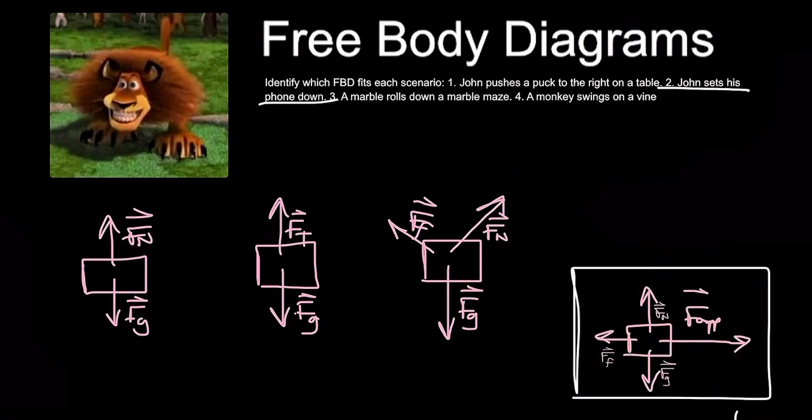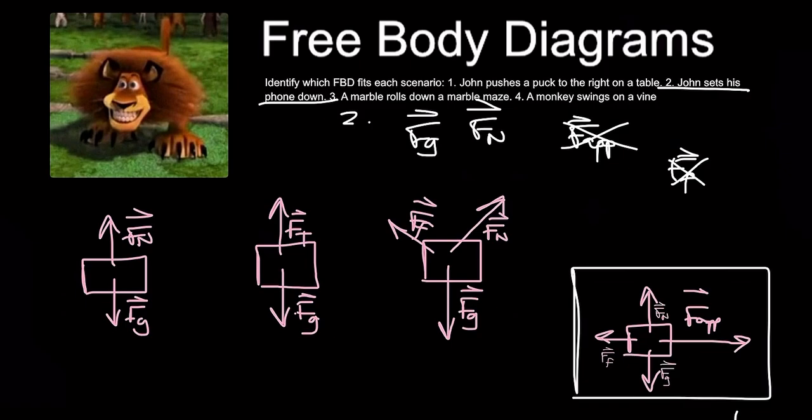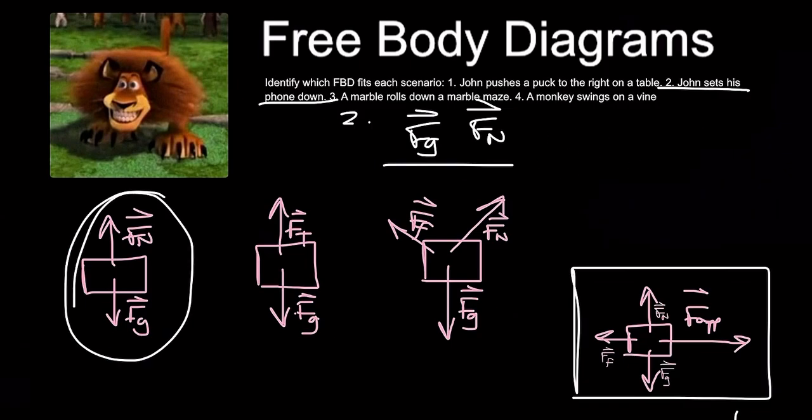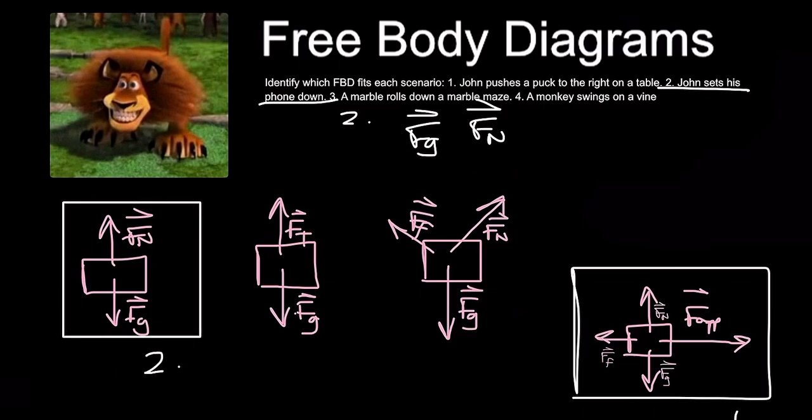The second scenario only has two forces, normal force and gravity. No applied force, friction, tension, etc. because his phone is on the table, stationary. So out of all the options, the first one matches this scenario the best. It has no other forces other than those two acting on it.